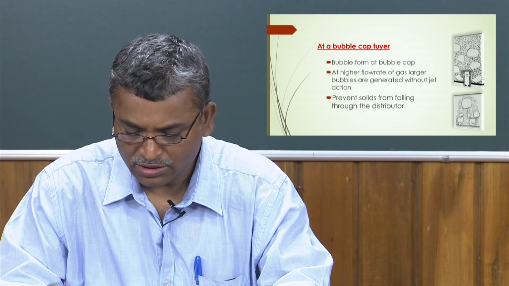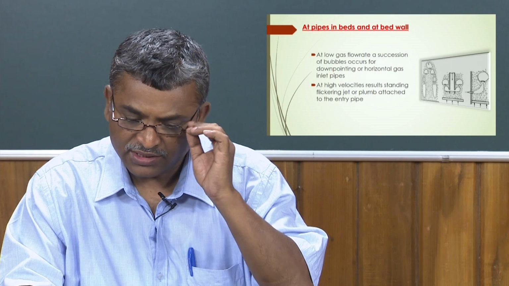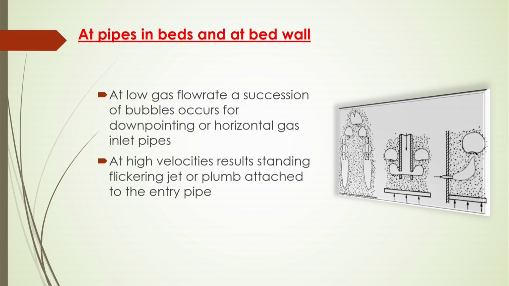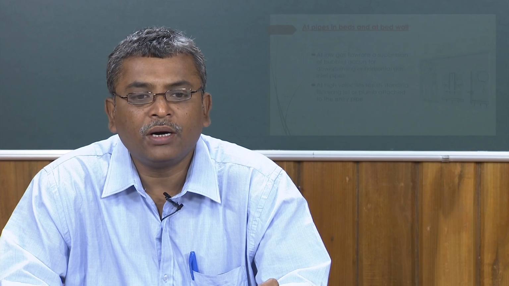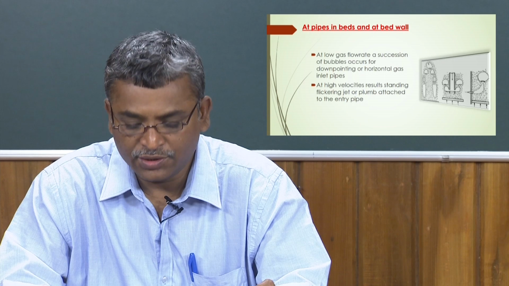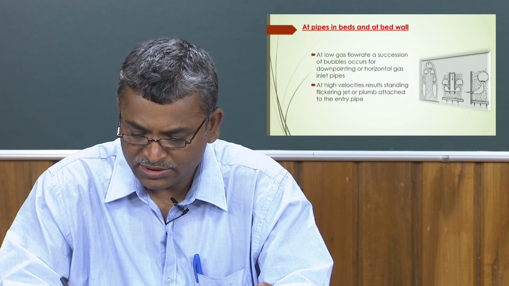And then at pipes in beds and at the bed wall, at low gas flow rate a succession of bubbles occurs for down pointing or horizontal gas inlet pipes. At high velocities, this results in a standing flickering jet or plume attached to the entry pipe, like this in this figure.